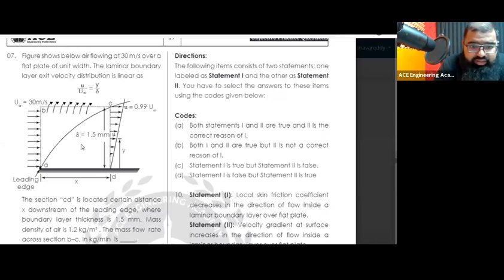Then he's saying section CD is located at a certain distance x downstream. This is section CD over here, where the boundary layer thickness delta is equal to 1.5 mm. Mass density of air is 1.2 kg per meter cube. Mass flow rate across BC. Look at section BC. How much is the mass flowing across this particular section? Tell me, just type it, what is this mass flux known as in our nomenclature? According to our terminology, which mass flux is this?